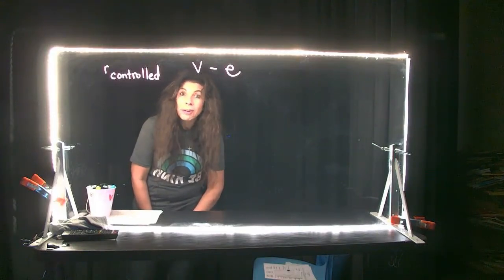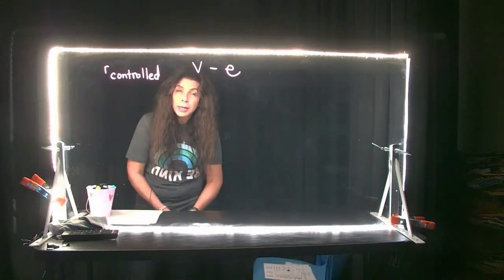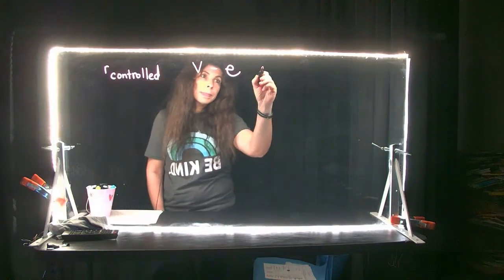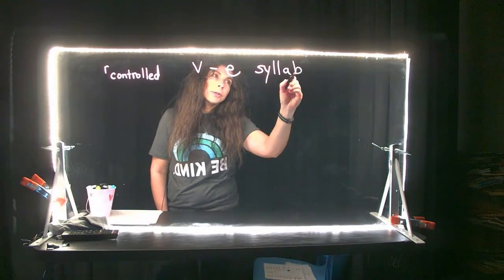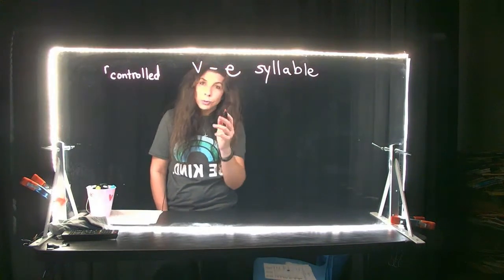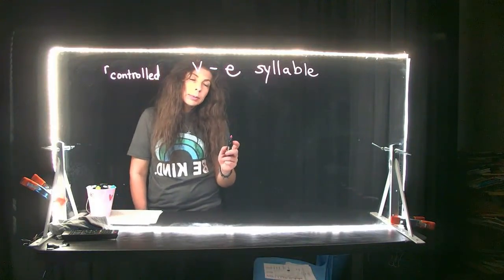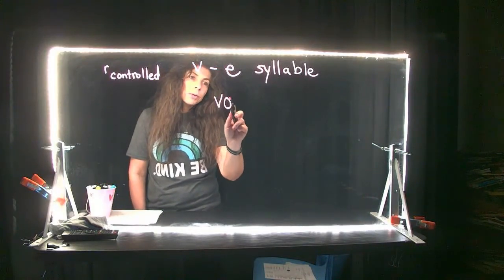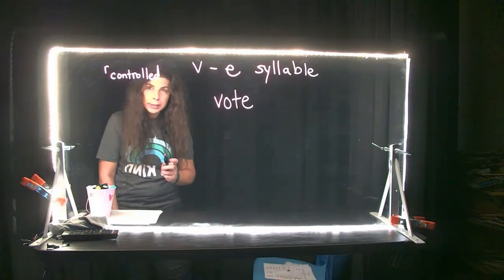We also talked about contractions. So now for second quarter, we're moving on to the vowel consonant E syllable. And last week we reviewed that. Remember, you did that in first grade and in second. So you should be pretty good with that vowel consonant E syllable. Remember, it is 1 vowel, 1 consonant, and then 1 E.